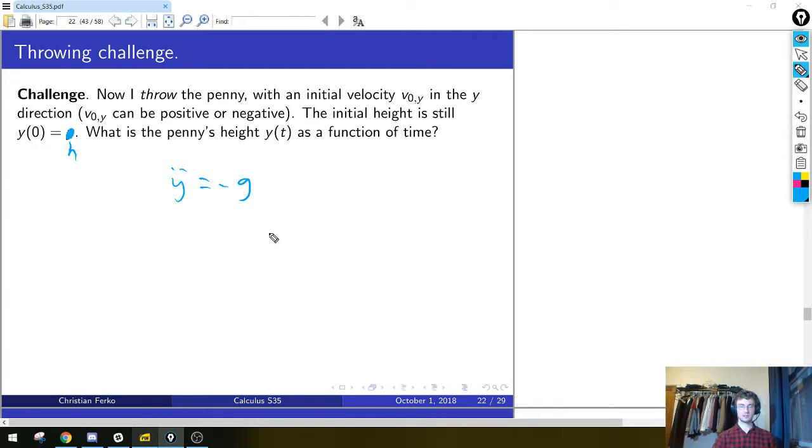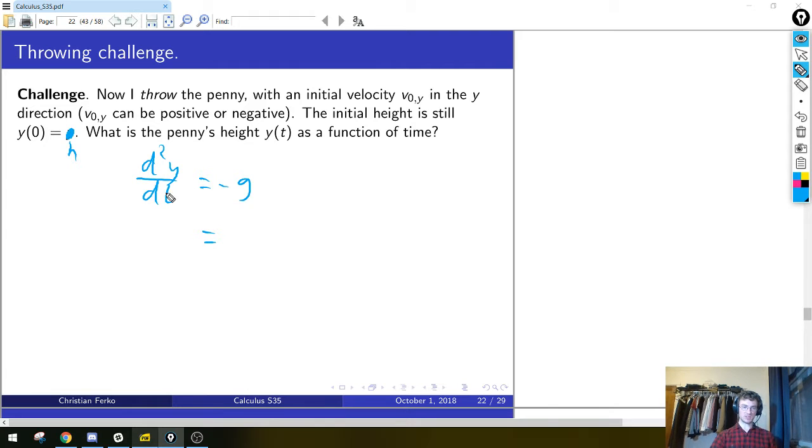Wait, there's just a g. Okay, should be y double dot minus g, right? That's where we started from. Then we tried to anti-differentiate. Okay, so let's see. This is going to be negative 1/2 g. No, we need to add a variable. So negative g of some variable. Well, hold on. g's a constant. g's just a number, right? Maybe I should write it to remind you that the variable is t. Right, g's a constant. These are functions of t.